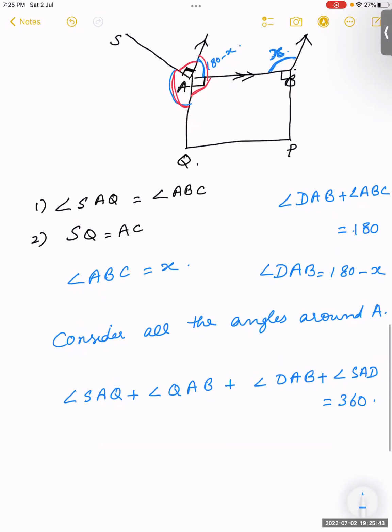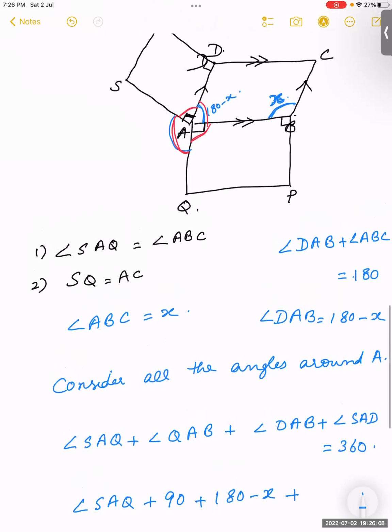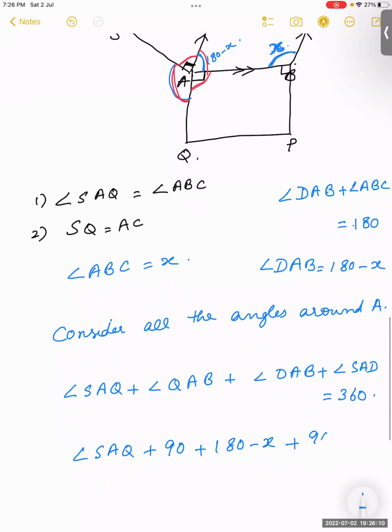Now here I substitute the values. Angle SAQ, I don't know the value, write as it is, plus QAB is what? They have given us 90 degrees. Do you see in the corner we have marked 90 degrees? So QAB gives me 90 degrees. DAB is 180 minus X, plus SAD, again 90 degrees, is equal to 360. Is it not?